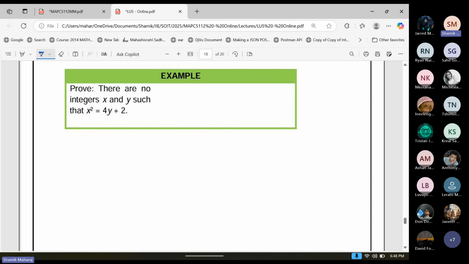So let's assume it does exist and show that that leads to some contradiction. Let's label x and y as some integers. Just trying to think, how should we start this? Okay, let's write the equation here. x squared is equal to 4y plus 2. There are no integers x and y such that, the thing is bothering me a little bit.